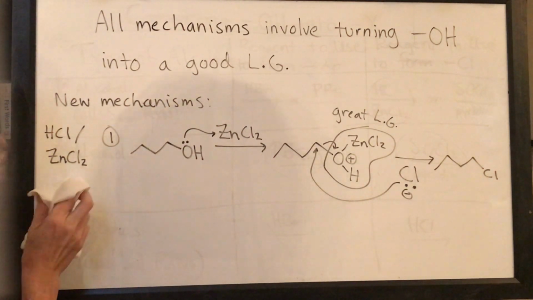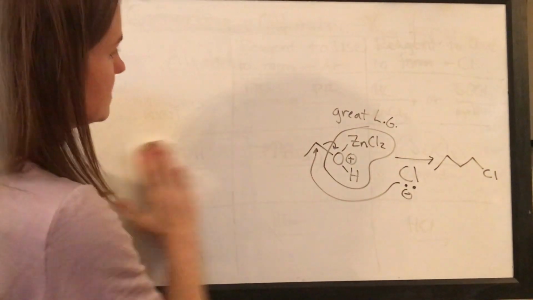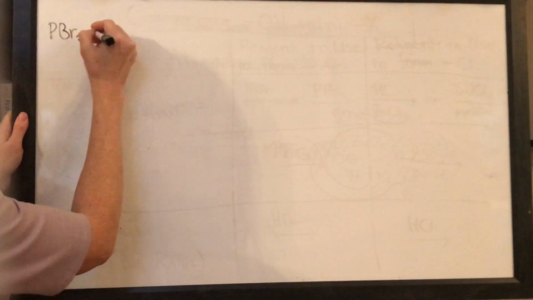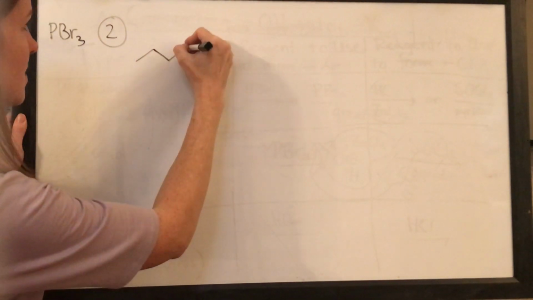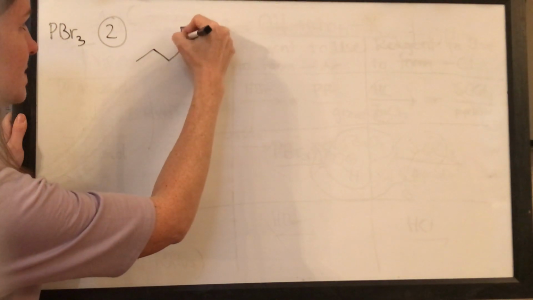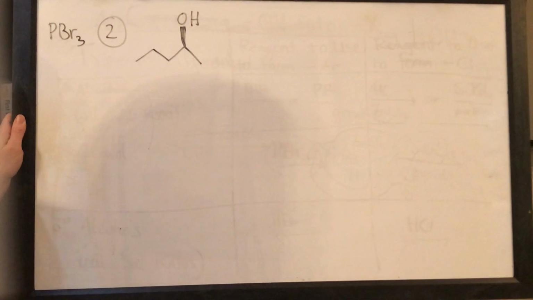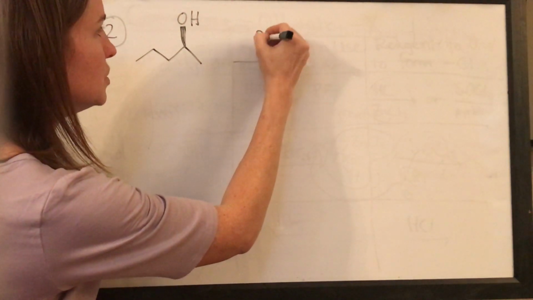If we're doing this kind of reaction with PBr3, let's jot that mechanism down. It's going to be the same idea. I'm going to turn that OH into a good leaving group. So PBr3, this is our second new mechanism that we haven't seen before. This time I'm going to use a secondary alcohol because PBr3 is really the best reagent to use for secondary alcohols. HBr and HCl don't really work in as high yield for secondary alcohols. So it's just the beginning of the mechanism that's a little new.